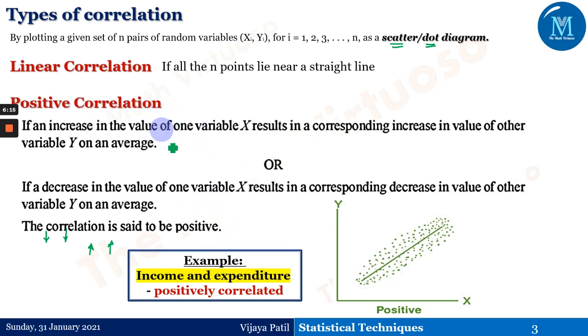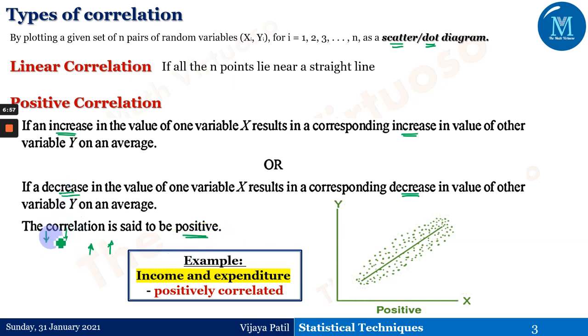So now, positive correlation. Whatever introduction I gave on the first slide, I want to give it to you again as one thing, so that you can note it down and form your notes completely. If an increase in the value of one variable x results in a corresponding increase in y, it is known as positive correlation. Similarly, if there is a decrease in x and again a decrease in the corresponding y, then it is also a positive correlation.